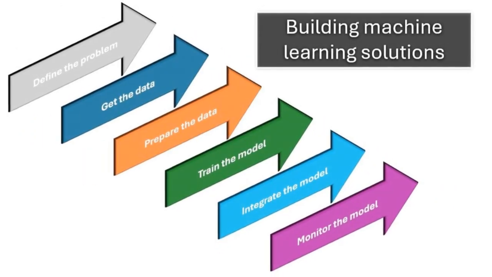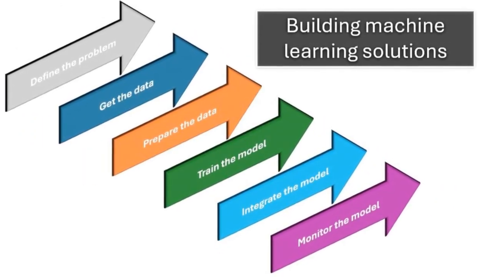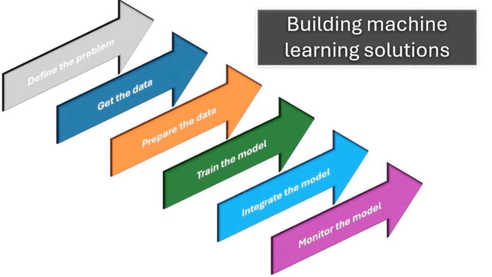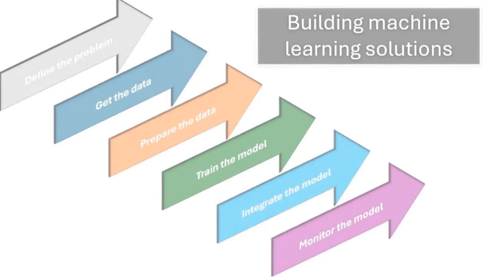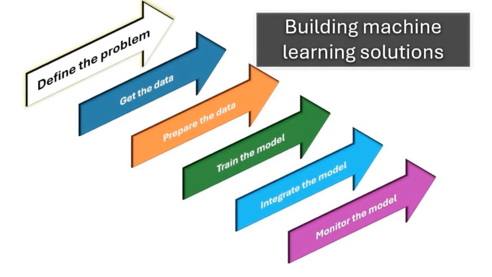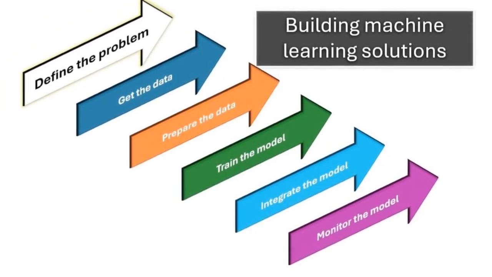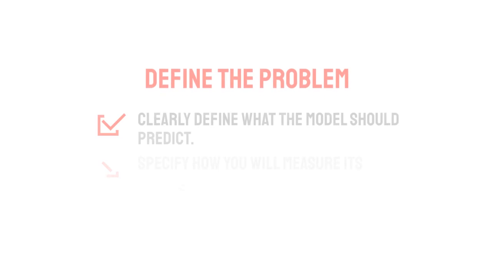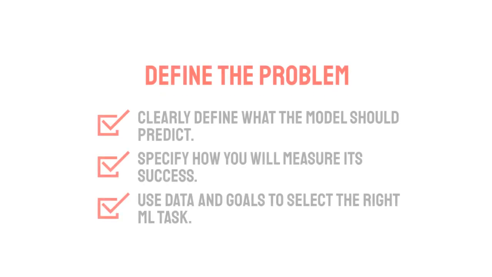The Machine Learning Lifecycle. The process of building a machine learning solution can be broken down into a few key steps. Define the problem. Clearly state what the model needs to predict and how you'll measure its success. Your data and your model's goal will point you to the correct machine learning task. Here are some common types of machine learning tasks.